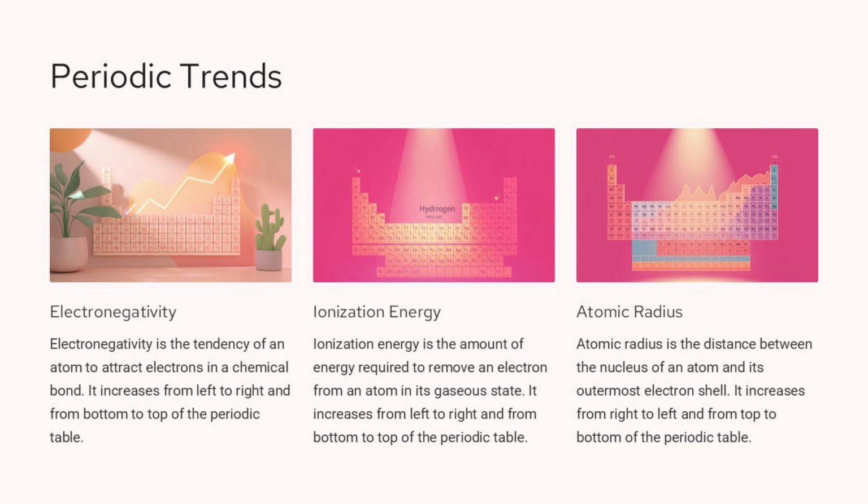Atomic radius is the distance between an atom's nucleus and its outermost electron shell. This increases from right to left and top to bottom of the table. Understanding these trends helps us predict and explain the chemical behavior of elements.